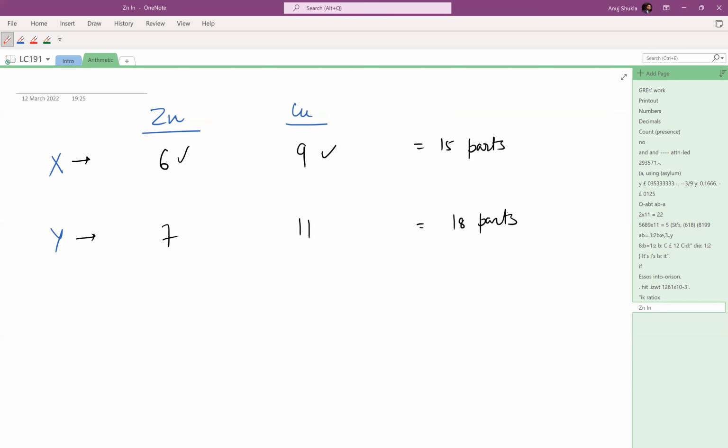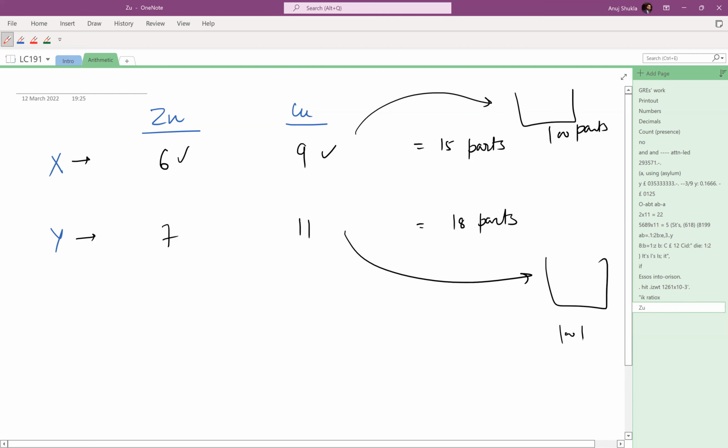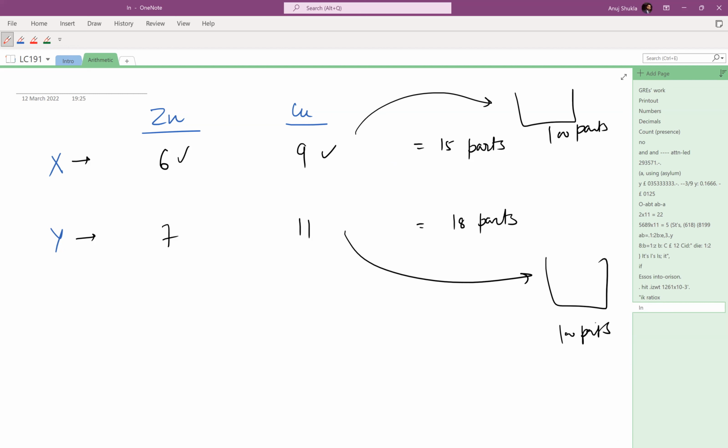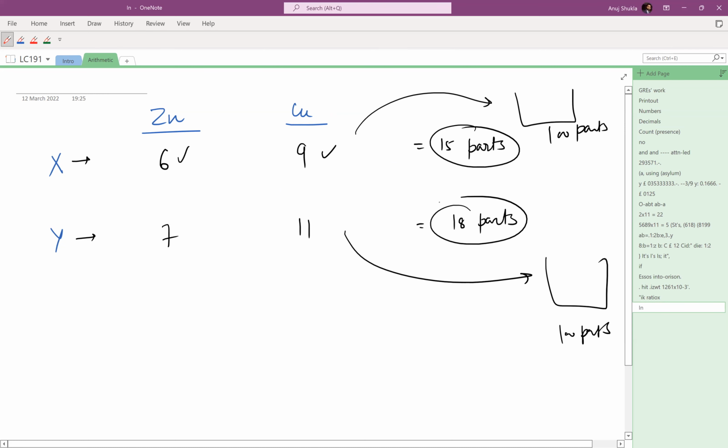Now 15 parts. This might be this bottle. I'm just talking about the alloy X bottle. Suppose this is 100 parts, and this is also like 100 parts. Now, if you are going to mix it, you should mix it with the same volume. In return, what we can say is that these parts should be the same, so that we get the same ratio.